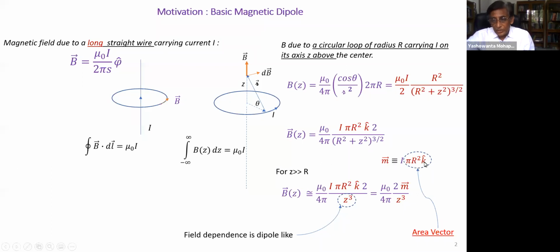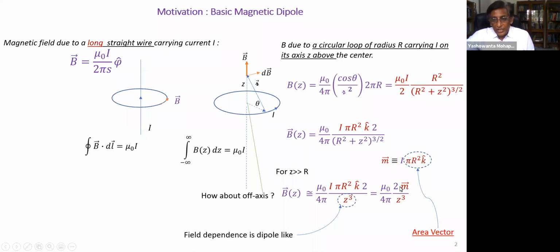Okay. If I include this k hat, then it's an area vector. Let me talk about this, since I'm motivating the area vector, which is an important quantity to be understood or used for the magnetic dipole. This is easy, but suppose I wanted a point which is off axis. Then I cannot use this simple derivation.